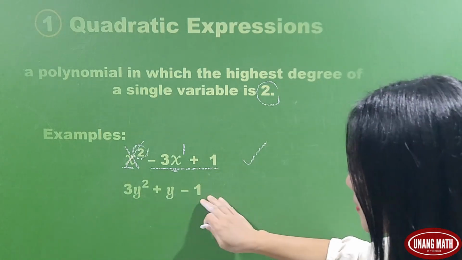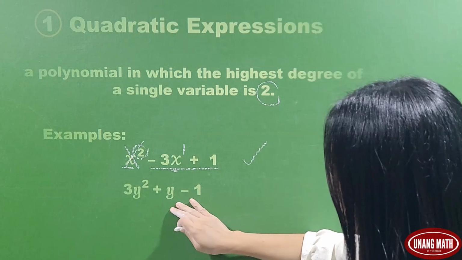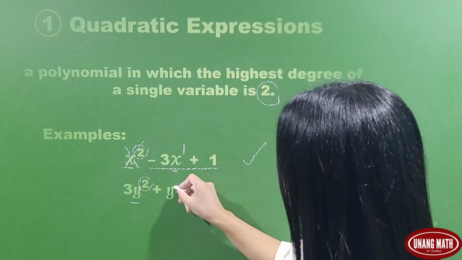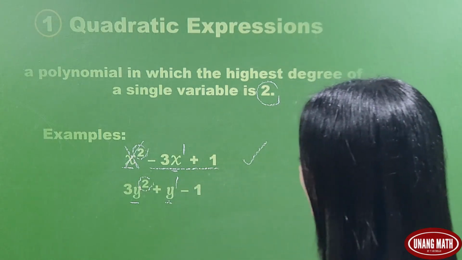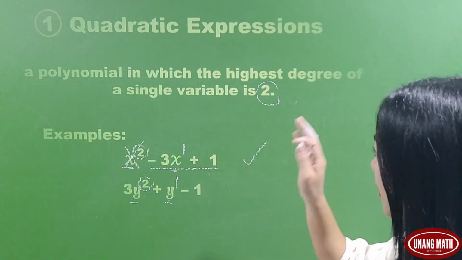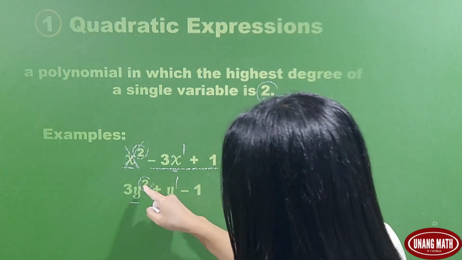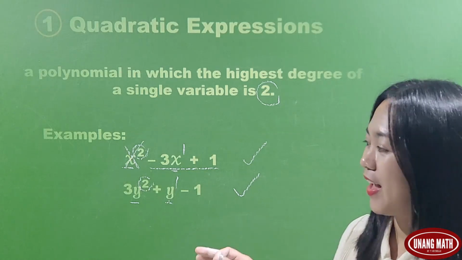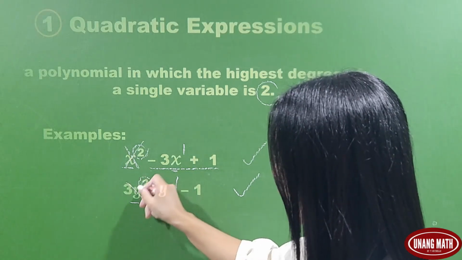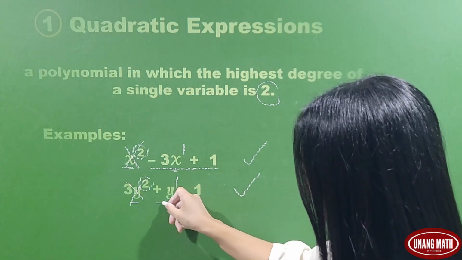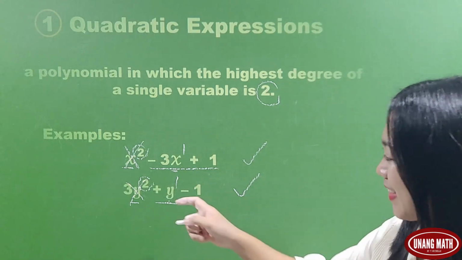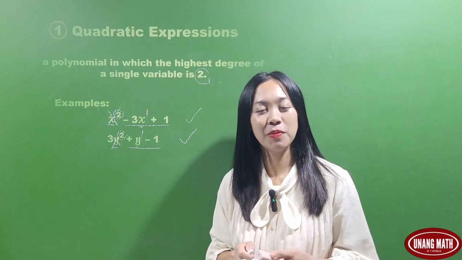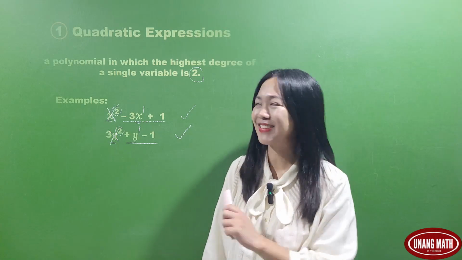Okay, what about this next example? 3y squared plus y minus 1. This variable y has an exponent 2. This variable y has an exponent 1. So the highest degree of a single variable is 2, so this expression is a quadratic expression. But if we remove 3y raised to the power of 2 and we only have y minus 1, then this expression is a linear expression. So that's the difference between linear and quadratic expressions.